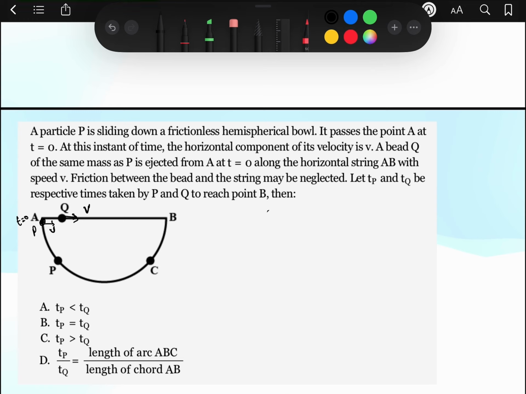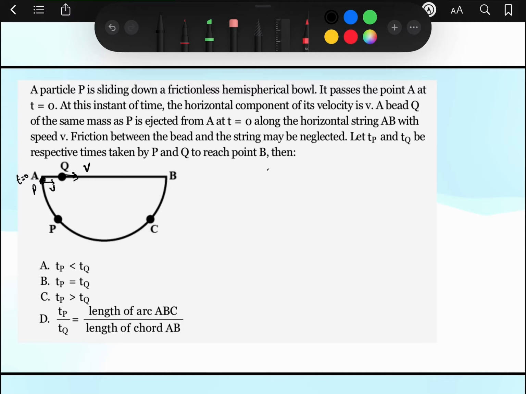Horizontal speed is v. Now we have to tell, let Tp and Tq be the respective times taken by P and Q to reach this point B. Now we have to tell the relation between them. Which one will take greater time and which one will take lesser time?